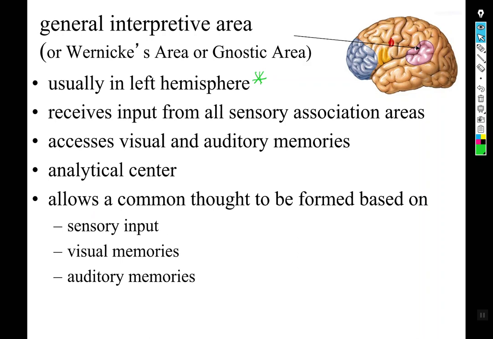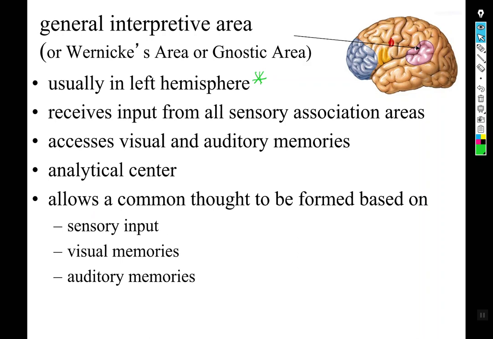It hits your eyes, and then that information gets sent back to your primary visual cortex and your visual association area. The visual association area is going to do things like, oh, it's green. Oh, it's shiny. Oh, it's round. Oh, it has a stem. And then a memory of that thing is going to allow you to arrive at the idea that the thing you're looking at is apple-y.